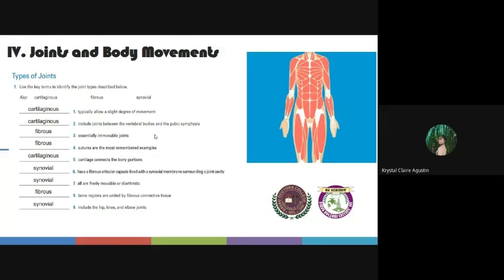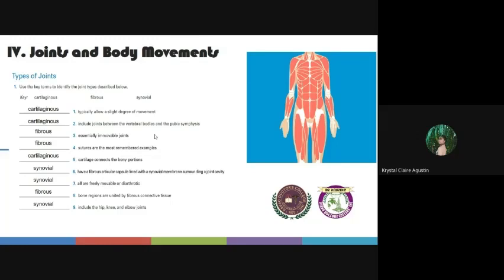Number 3, essentially immovable joints. It is the fibrous. And sutures are the most remembered examples. So these are the fibrous joints. And number 5, cartilage connects the bony portions. It is the cartilaginous joint. Number 6, have a fibrous articular capsule lined with a synovial membrane surrounding a joint cavity. It is the synovial. Number 7, all are freely movable or diarthrotic. It is the synovial again.